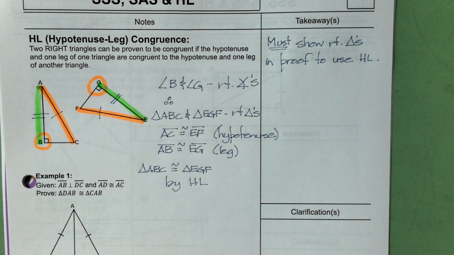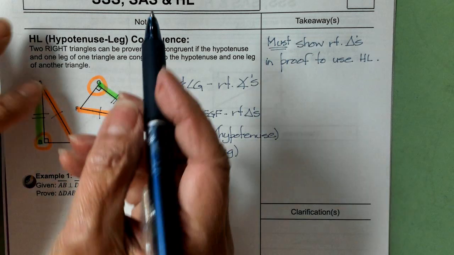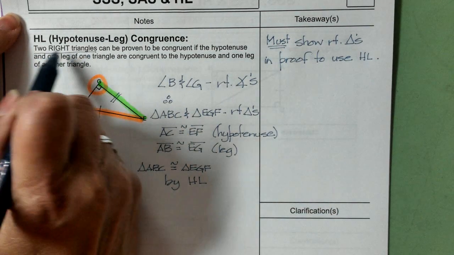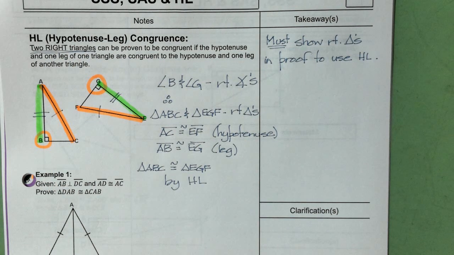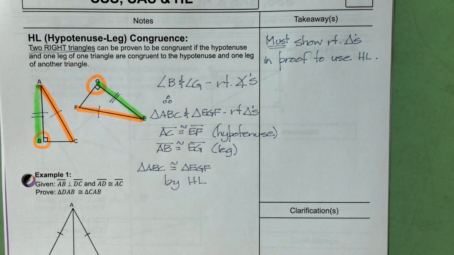Okay, the last congruency theorem we're going to look at is hypotenuse leg. And the key thing here is that you have to have two right triangles. If you have two right triangles and the hypotenuse and one leg of one of the triangles is congruent to the hypotenuse and the corresponding leg of the other triangle, then you have congruent triangles by hypotenuse leg.